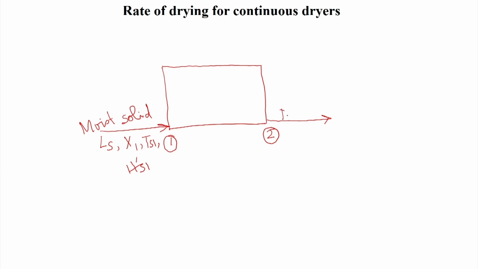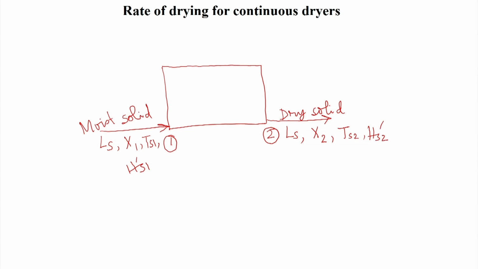Whenever the dry solid exits from here, the flow rate will be Ls on a dry basis, the moisture content will be x2, which is definitely lower than x1, the temperature will be Ts2, which is definitely greater than Ts1, and the enthalpy value Hs2 prime.